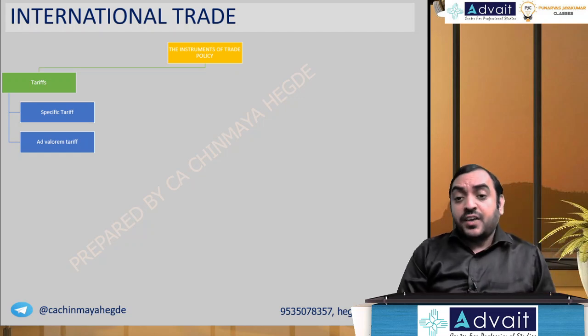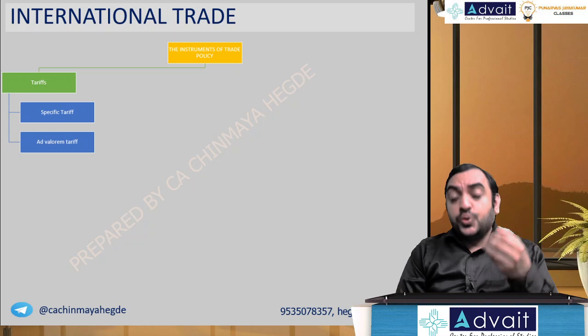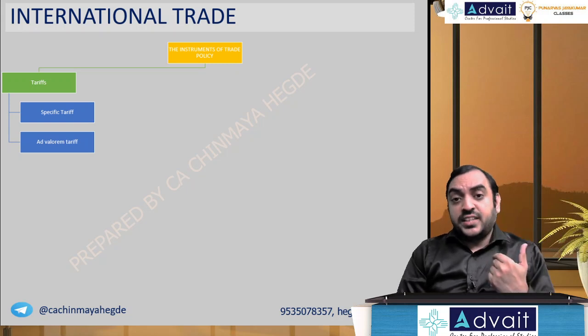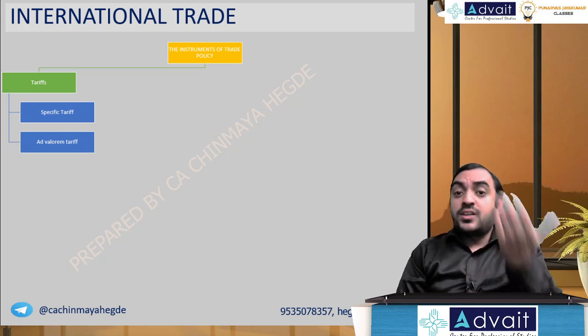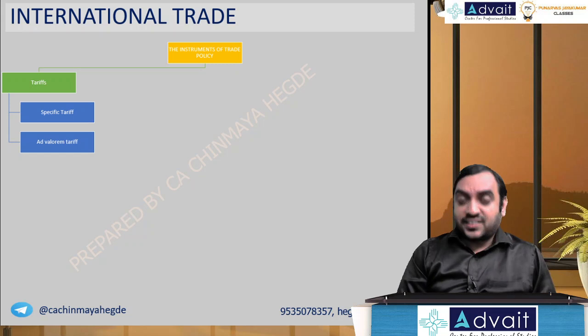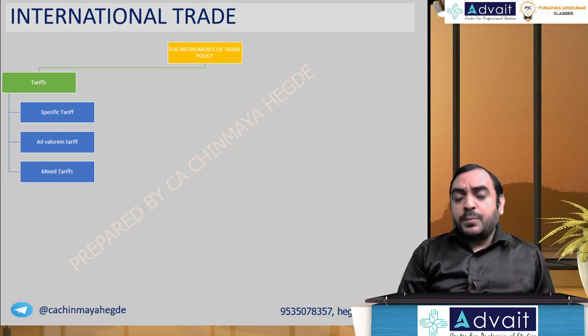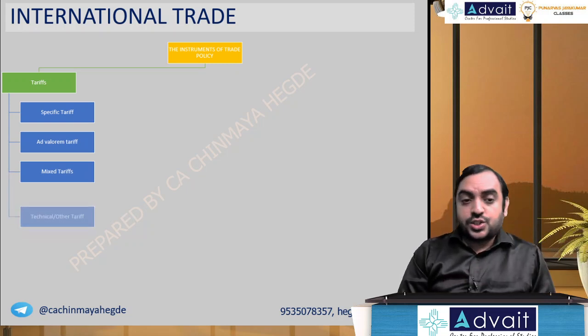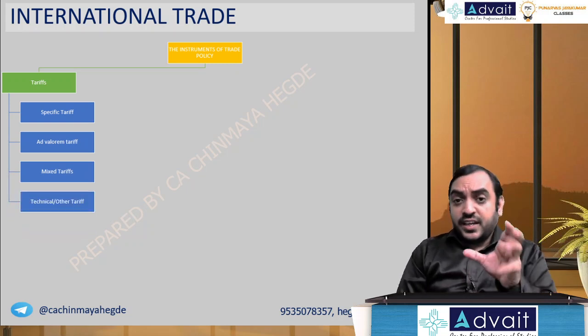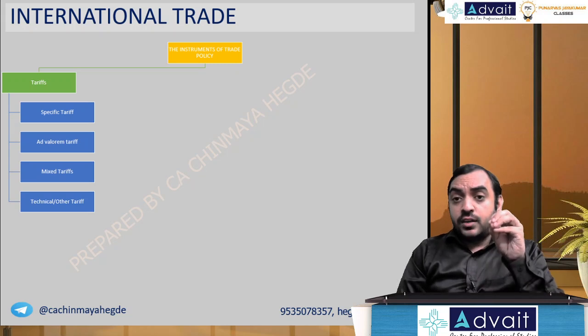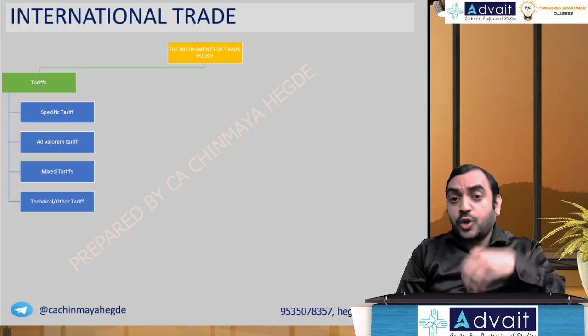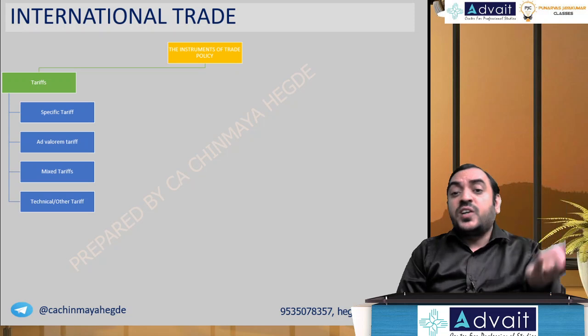Ad valorem tariff. Ad valorem means based on value, percentage. If you import 5 lakh worth of goods like gold, ad valorem tariff is there. Like if you import beyond certain level, you have to pay tax, customs duty, import tax. Mixed tariff, it might be per unit or it may be percentage. Technical tariff, it might be specific on a particular type of product or technology, like if it's beyond 30 grams.